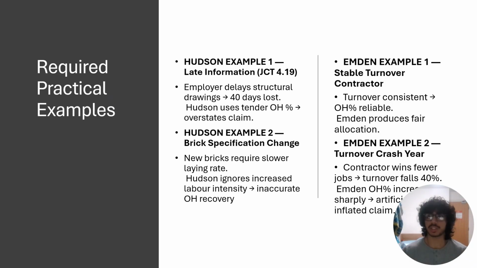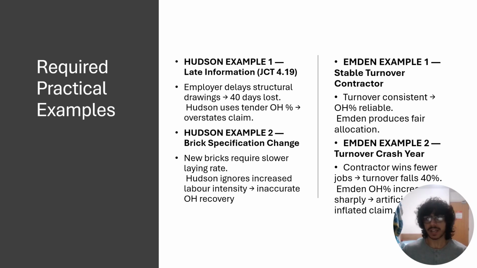To illustrate these issues, here are four practical examples. First, with Hudson, example one is when the employer delays key design information under JCT clause 4.19. Hudson applies the tender percentage, which usually overstates the claim because it ignores the contractor's actual overhead position. Example 2 involves a brick type change that increases labor intensity. Hudson cannot recognize that labor productivity has changed, meaning the overhead allocation becomes unrealistic.